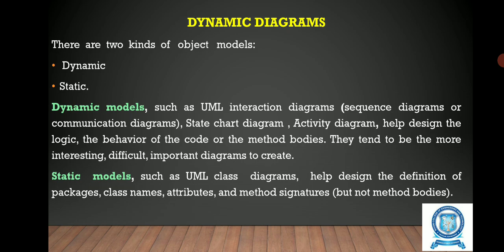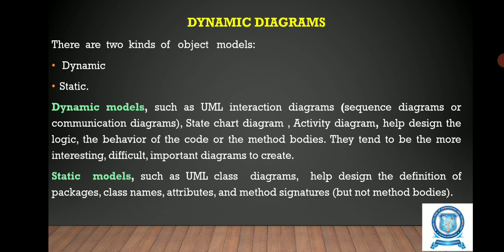Now first let us know what a dynamic diagram is. There are two kinds of object models, which are the dynamic model and the static model. The dynamic models, such as UML interaction diagrams, which include the sequence diagram or the communication diagram, the state chart diagram, and the activity diagram, help to design the logic, that is the behavior of the code or the method bodies. They tend to be the more interesting, difficult, important diagrams to create. So that is called dynamic models.